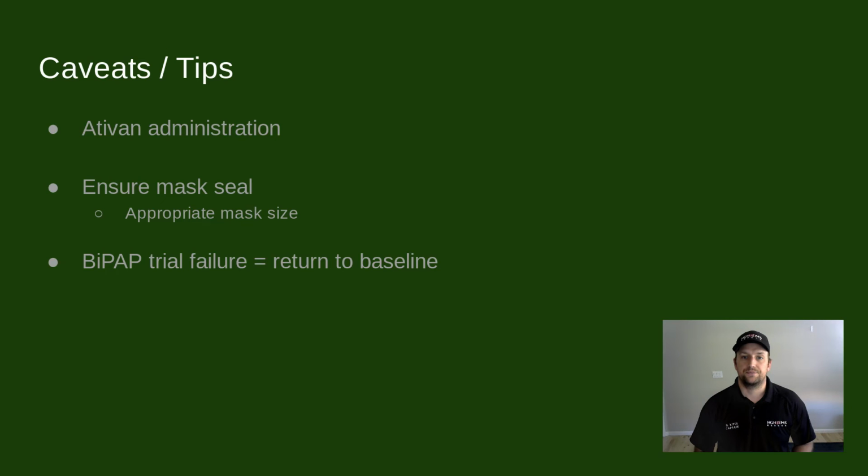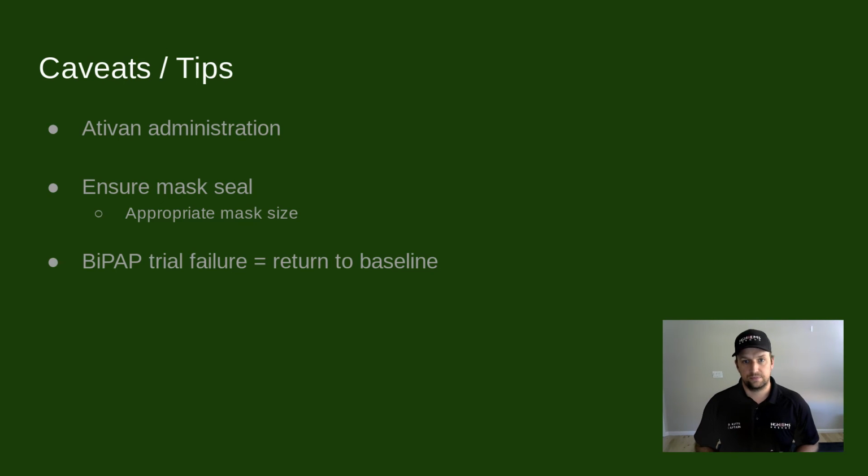Caveats and tips. Ativan administration. In order for the Ativan to work, you have to give it time to take effect. Typically speaking, we're looking at 3 to 5 minutes for Ativan, so give it early and give it enough time before you put the mask on. If you give them Ativan and put the mask on immediately, it will have done nothing. It will not help them, and your chance of failure is much higher.